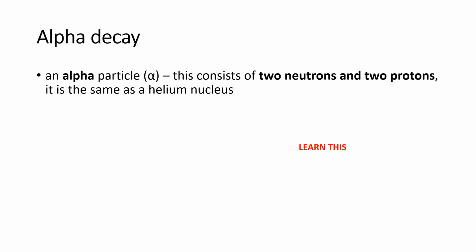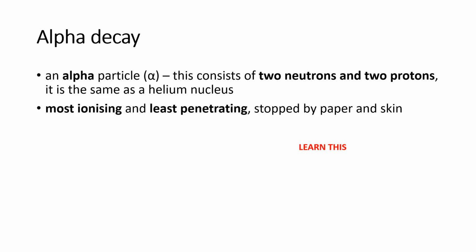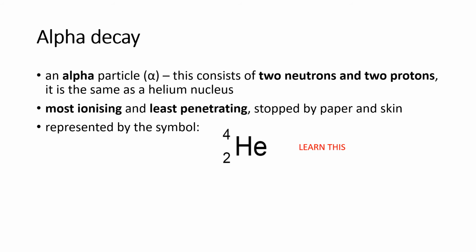The first type of radioactive decay to look at is alpha decay. This is made up of 2 neutrons and 2 protons, which is exactly the same as the helium nucleus, the helium atom without the electrons around it. Alpha particles are the most ionizing because they have a 2+ charge, but the least penetrating because they're big and heavy, so they're stopped by paper and skin. They're represented by the symbol ⁴₂He, and you need to learn this symbol.